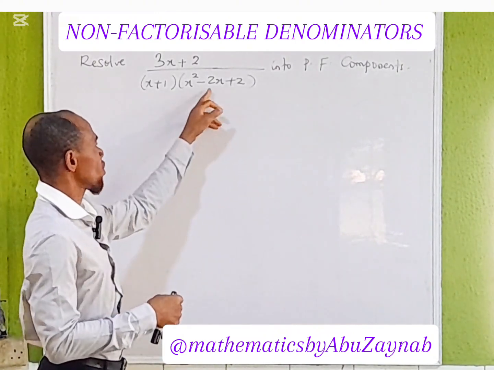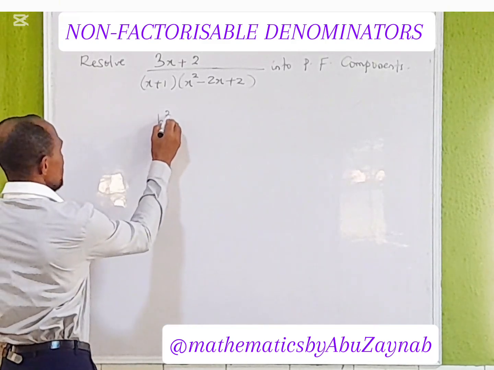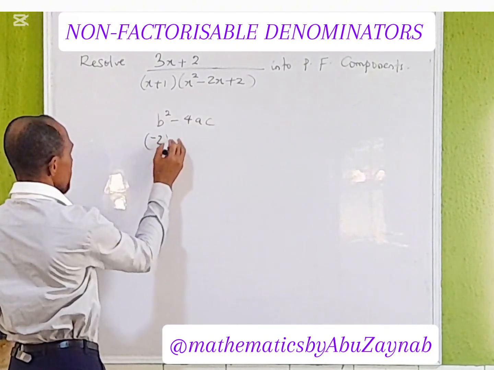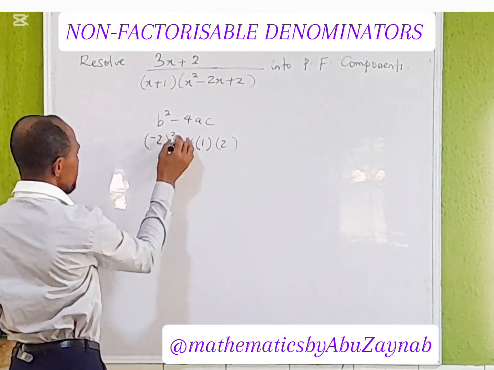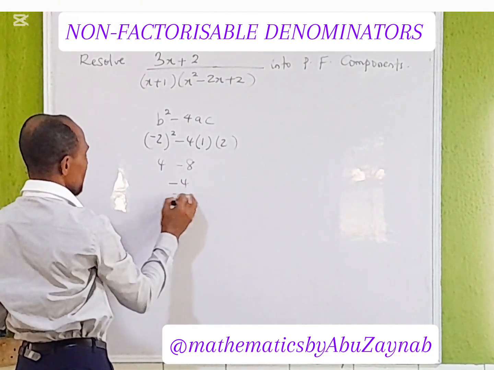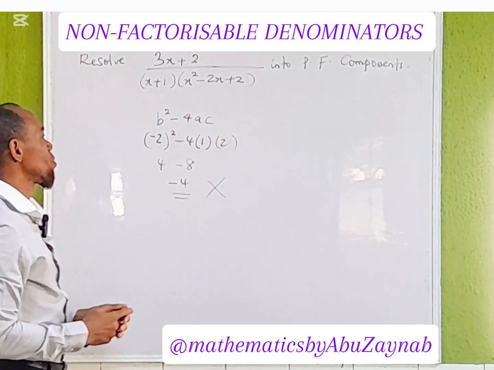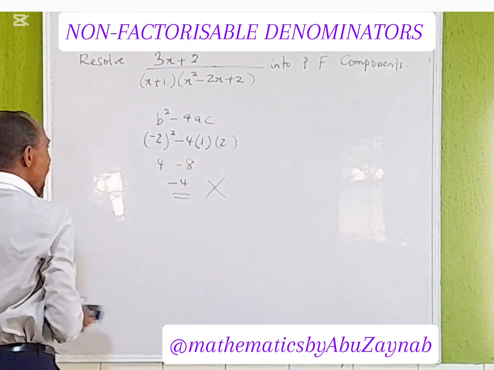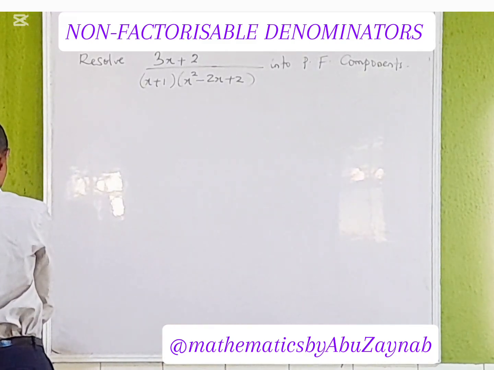If you look at x squared minus 2x plus 2, it certainly cannot be factorized. By quickly testing b squared minus 4ac, b here is minus 2, so we have minus 2 all squared minus 4, where a is 1 and c is 2. So minus 2 squared is 4, minus 4 times 1 times 2, minus 8, which is minus 4. Clearly, this is not a perfect square. Hence, this falls in the category of non-factorizable denominator. So how do we approach problems of this category? That exactly is the essence of our lesson today.